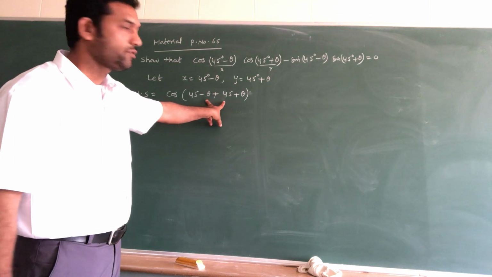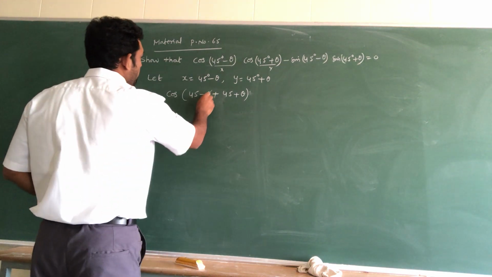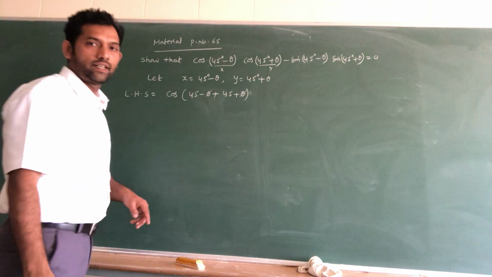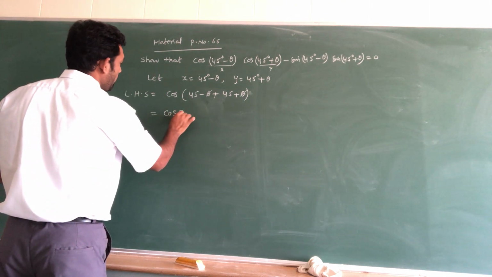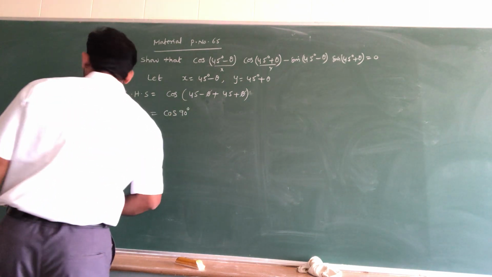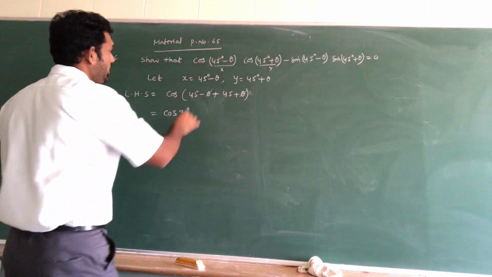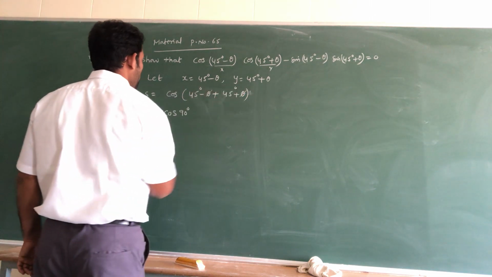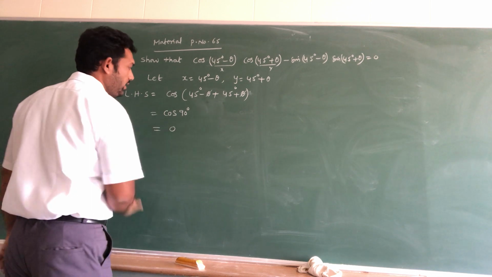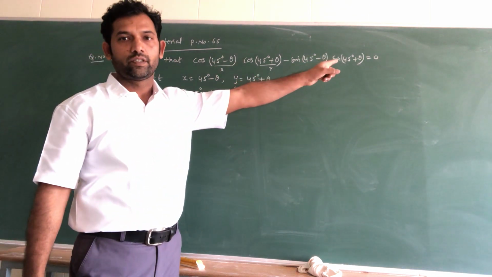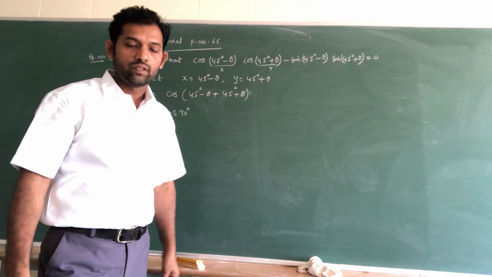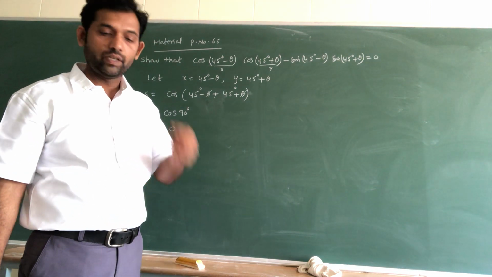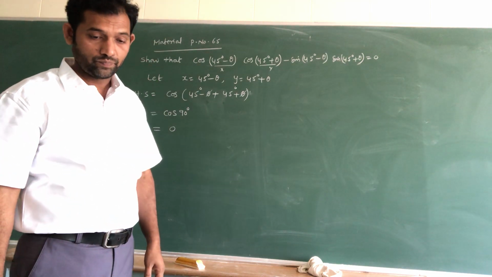So x plus y. In the simplification, plus theta and minus theta cancel. Then what is remaining? Cos 90 degrees, since 45 plus 45 is 90 degrees. So cos 90 degrees value is 0. That whole summation should be 0. Note down fast.